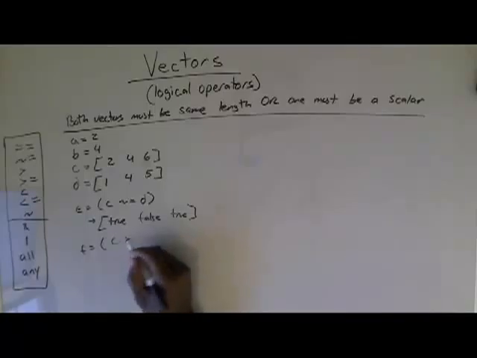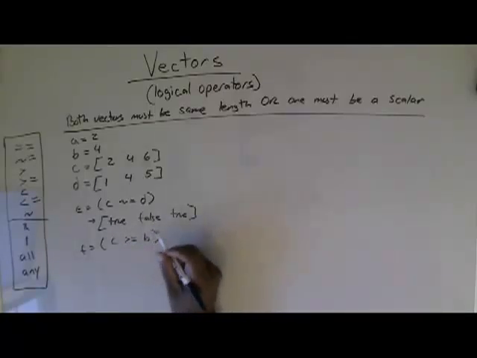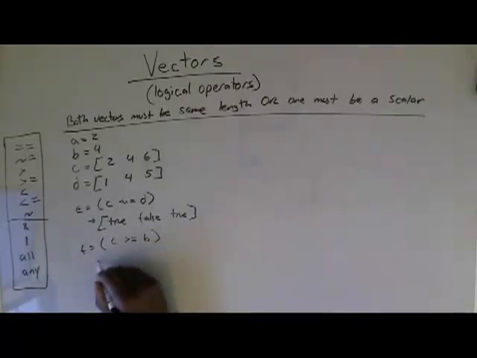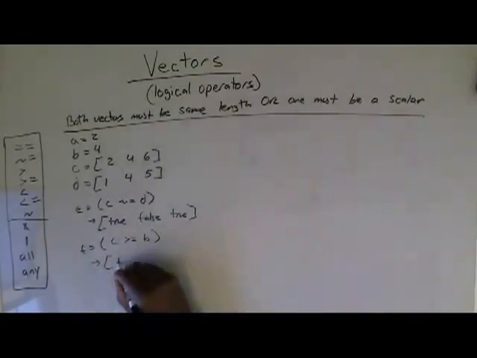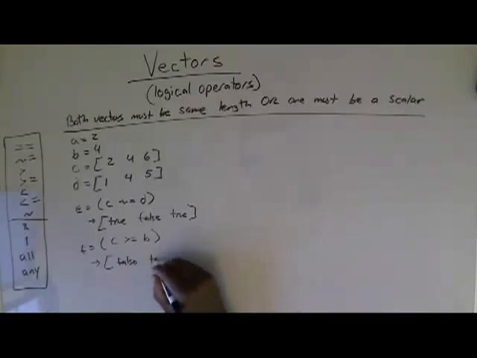Okay. We could do F equals C greater than or equal to B. So this is a vector to scalar, and so is 2 greater than or equal to 4? Well, that's false. Is 4 greater than or equal to 4? Yes, it's equal to, so that's true.